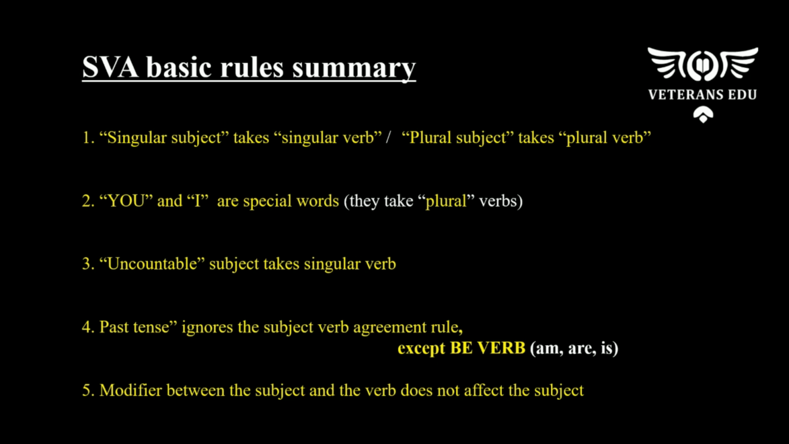Remember that uncountable subject takes singular verb. Remember that past tense ignores the subject-verb agreement rule except for be verbs, such as am or is. And finally, modifiers between the subject and the verb do not affect the subject.